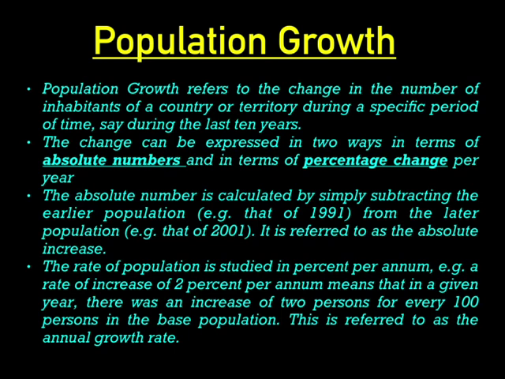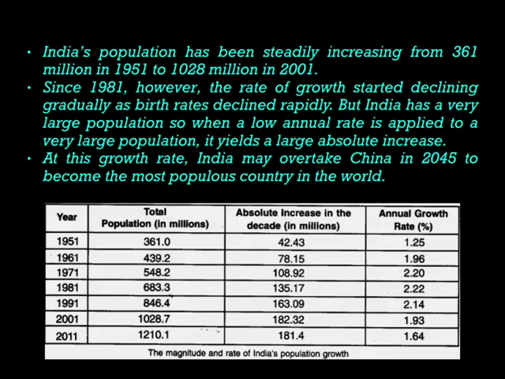The second way, the rate of population growth, is studied in percent per annum. For example, a rate of increase of 2% per annum means that in a given year there was an increase of 2% for every 100 persons in the base population. This is referred to as the annual growth rate in percentage.